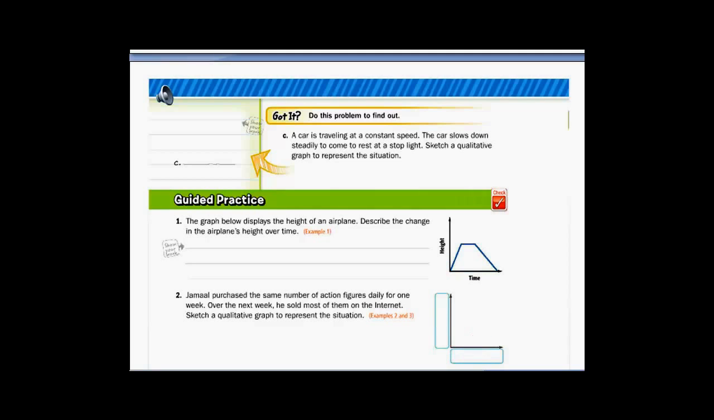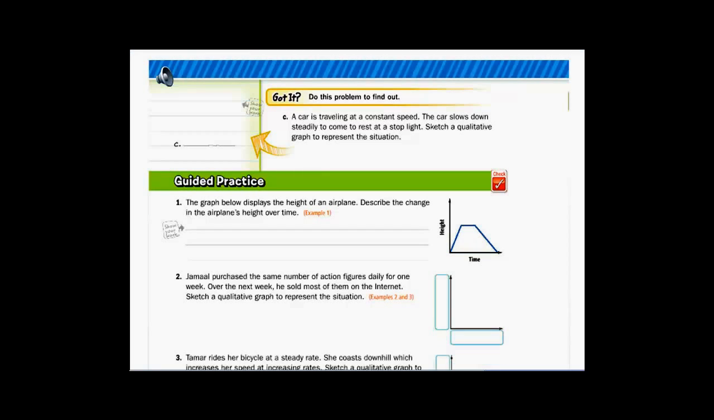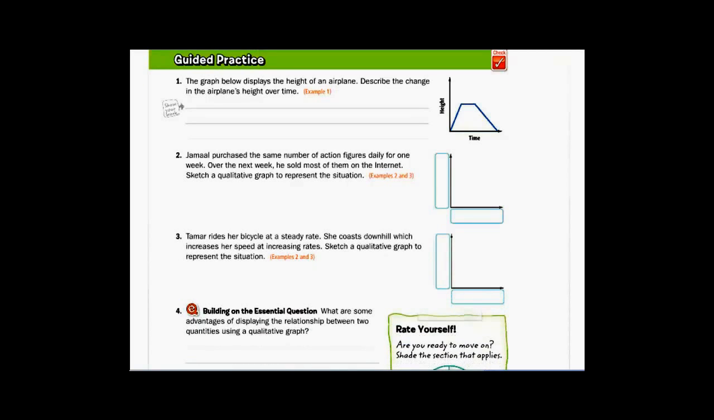Let's look at number 3. We had Jamal last time. Now it's Tamara. Rides her bicycle at a steady rate. She coasts downhill, which increases her speed at increasing rates. Sketch the qualitative graph to represent the situation. So again, you need to first put your titles. This would be time. Here's speed.